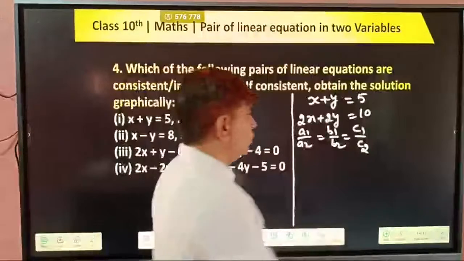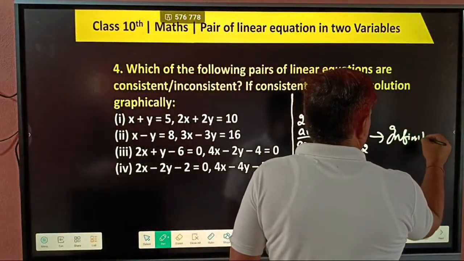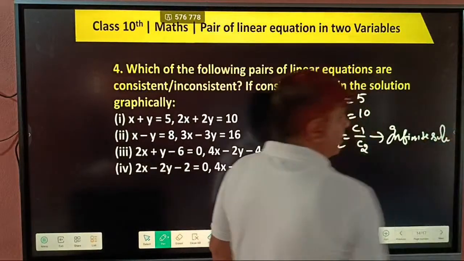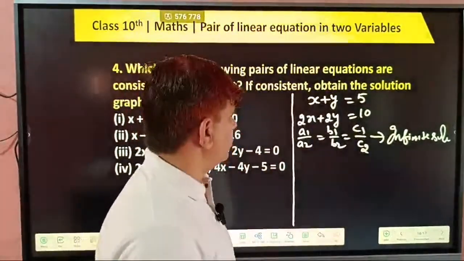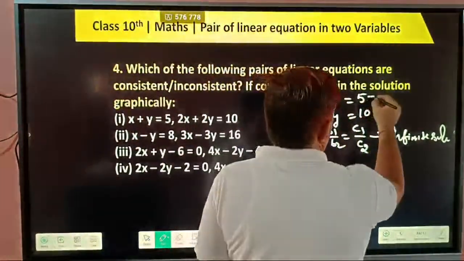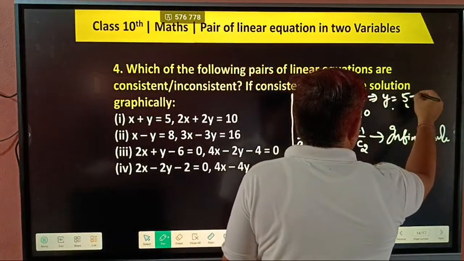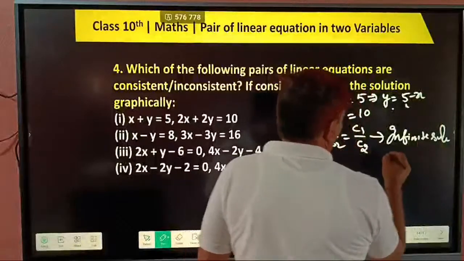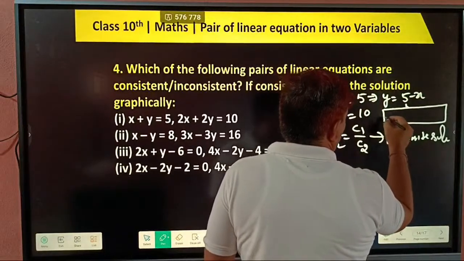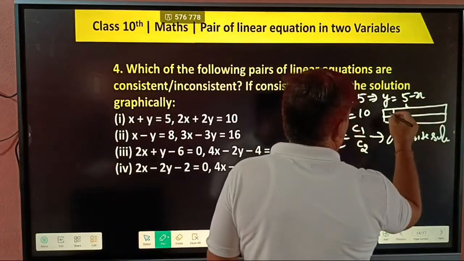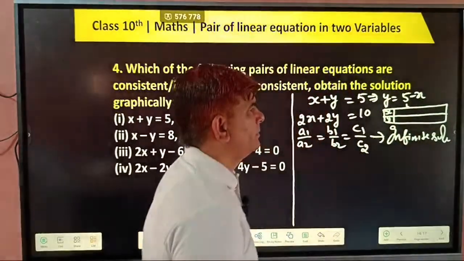What does it mean? How many solutions? Infinite solutions. If infinite solutions, what is its meaning? Consistent. How can you find out? In this way, we can find y equal to 5 minus x. We can make a table here, with the independent variable and the dependent variable, x and y.